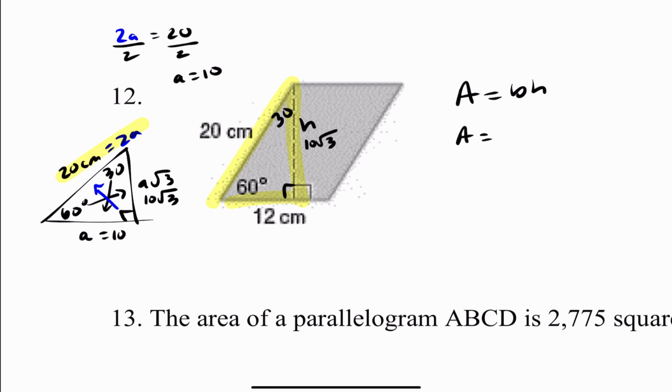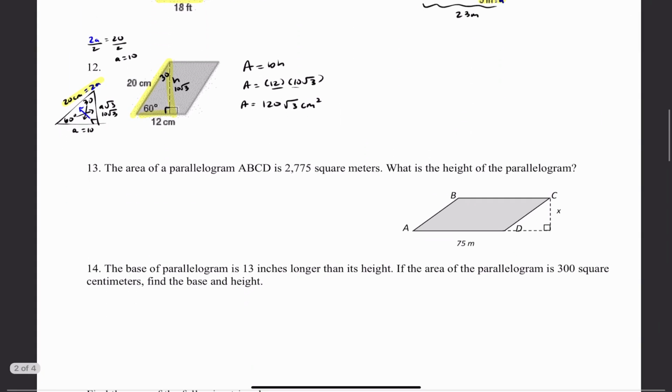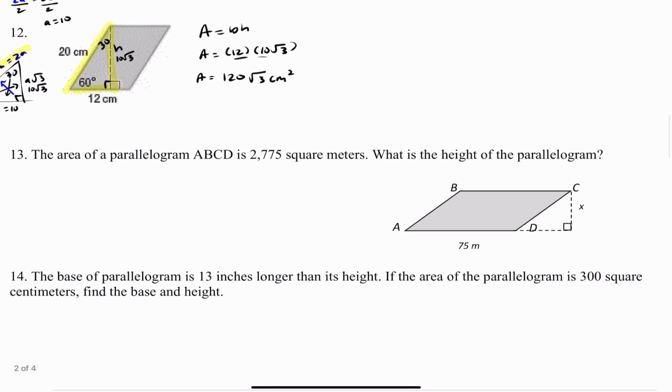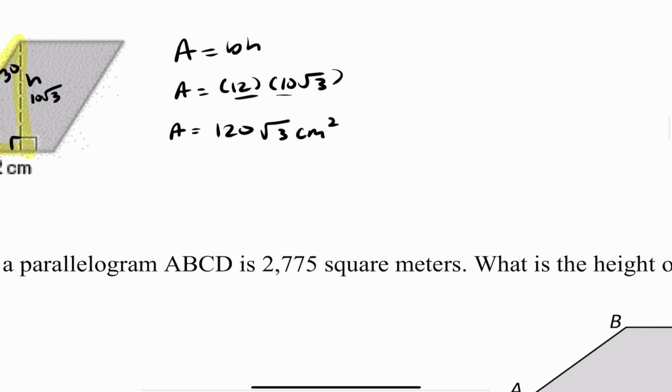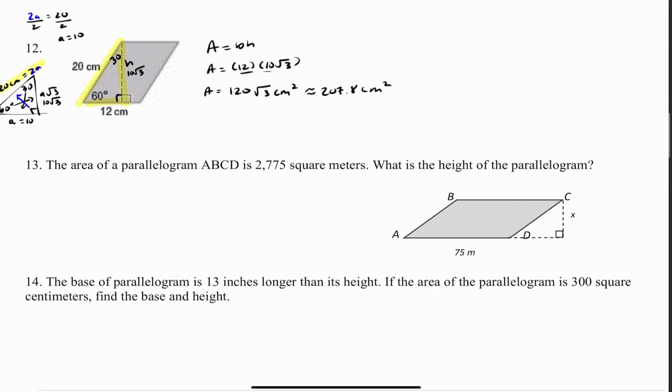So the area is equal to 12. This is the base. And then the height is 10 root 3. All right, I'm going to multiply the 12 and the 10 together. So A is equal to 120 root 3 centimeters squared. Number 13, the area of a parallelogram. Oh, by the way, before I move on to this problem, that's approximately 207.8 centimeters squared. All right, here we go.